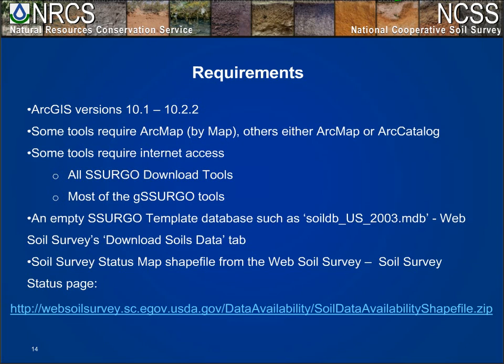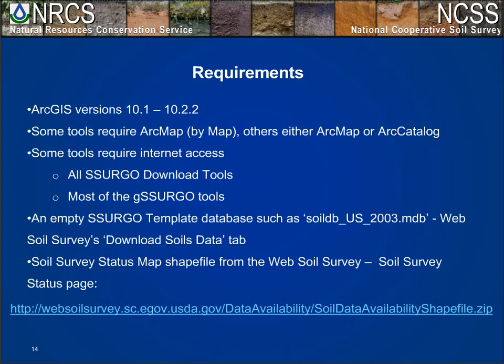Some of these tools will run from ArcMap, and there are some advantages to running them that way because you can do your selections using that soil survey status map layer. So you can actually see what you're downloading on the map, or you can see which databases you're merging by what you selected on the map. Some of the tools require internet access, and that would include all of the SSURGO download tools, or the individual download tools themselves. And some of the gSURGO tools also require internet access because they're querying some of our online databases.